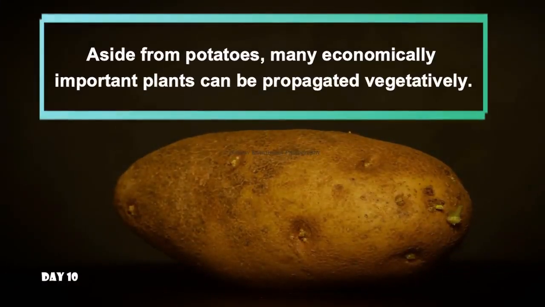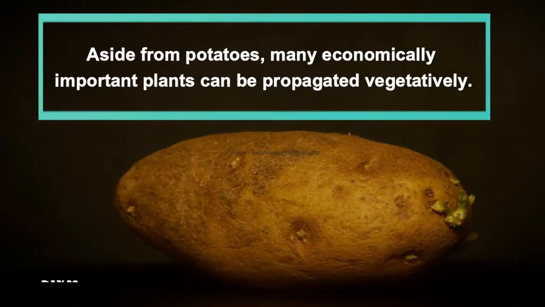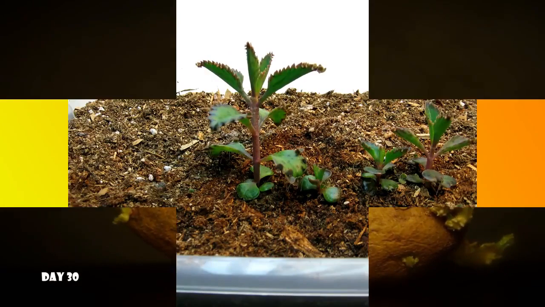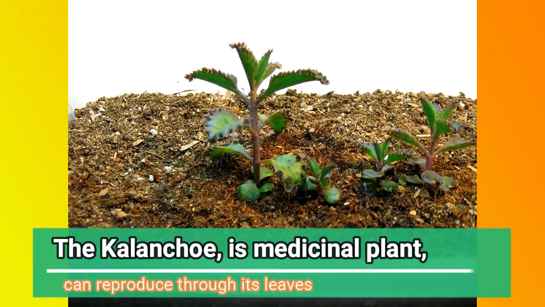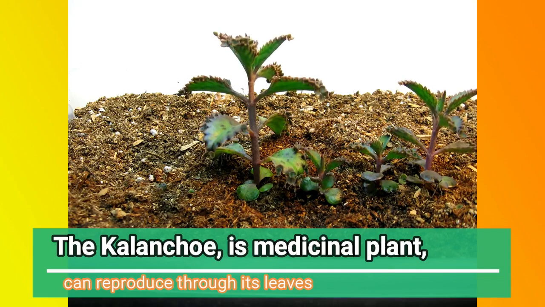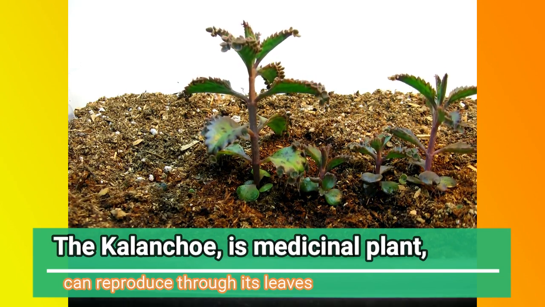Aside from potatoes, many economically important plants can be propagated vegetatively. The kalanchoe, a medicinal plant, can reproduce through its leaves. Plantlets can grow around the leaf margin.